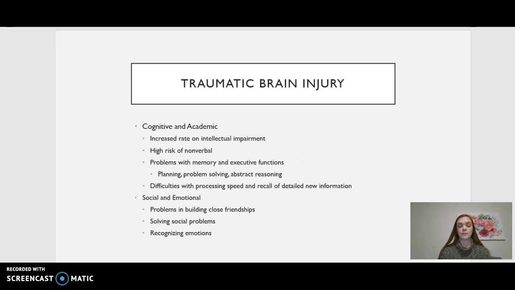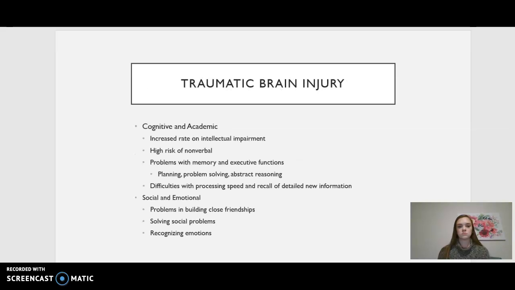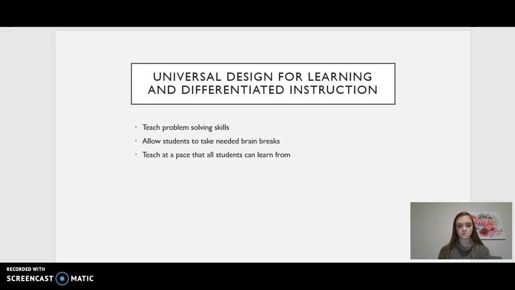Next would be traumatic brain injuries. With this, there are lots of characteristics, cognitive and academic being one. They have an increased rate of intellectual impairment because of the traumatic brain injury. There's a high risk of them being nonverbal. And of course, problems with memory and executive functions like planning, problem solving, things like that. And then with the social and emotional part of it, they may have problems building close friendships, solving social problems, and recognizing emotions.